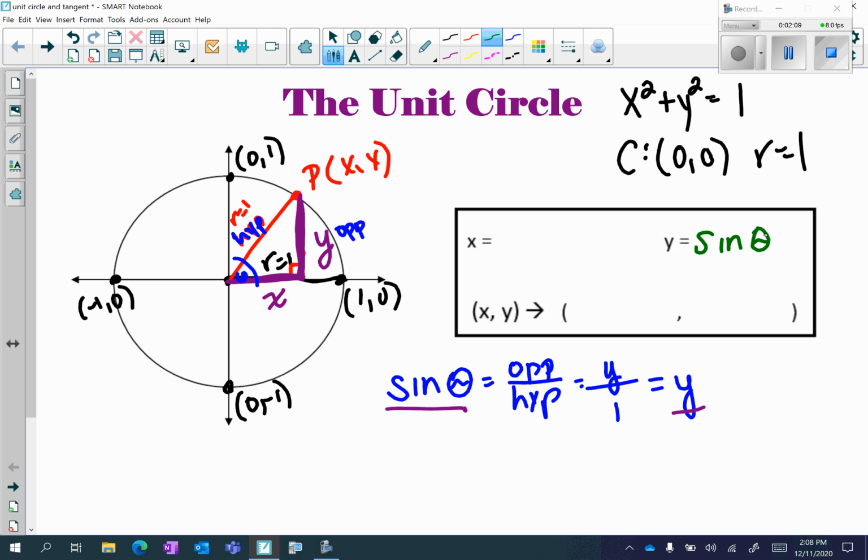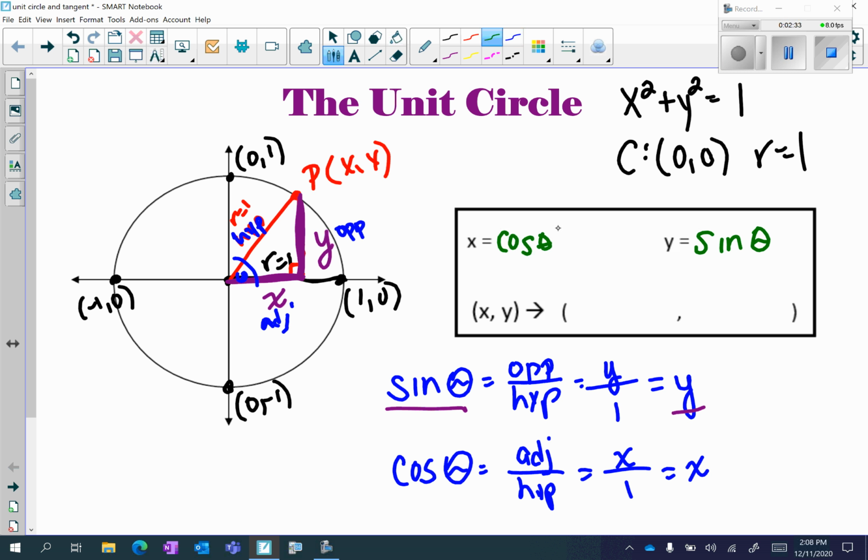If I do the same process with cosine theta, it is adjacent over hypotenuse. Here's my adjacent. My hypotenuse is 1, so it's just x. So x is cosine theta. So if I am on the unit circle, and only if I'm on the unit circle, any point x comma y is really cosine theta comma sine theta.